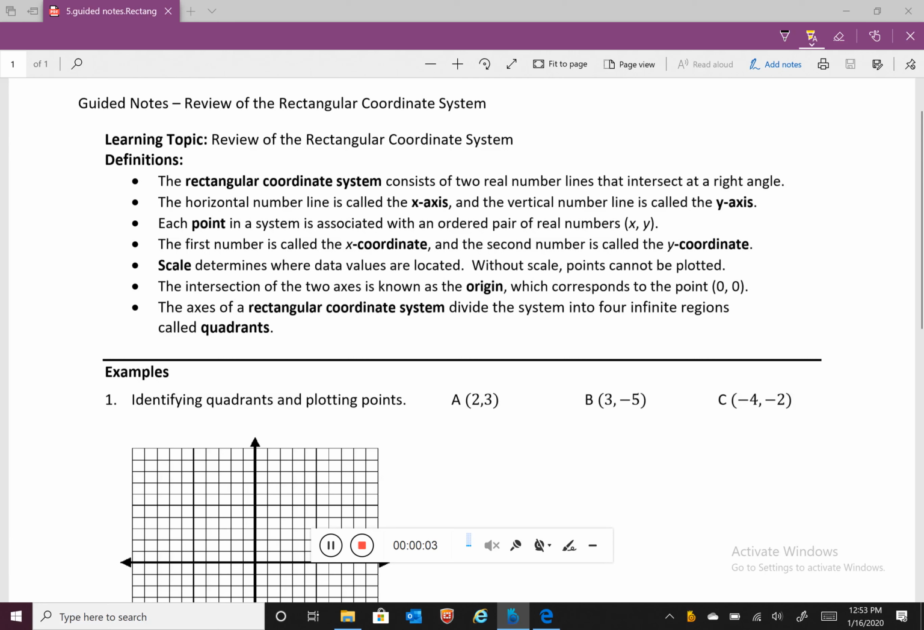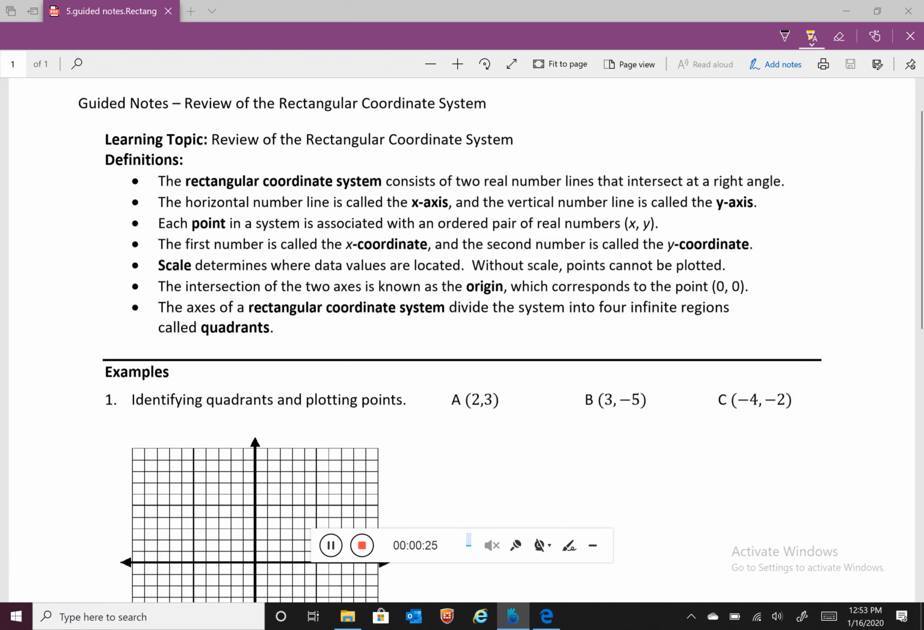We are going to review the rectangular coordinate system, which has quite a few definitions, as you can see. Most of these definitions I will be including as we go through this page of notes, but I do want to point out a couple of them before we get into the examples.